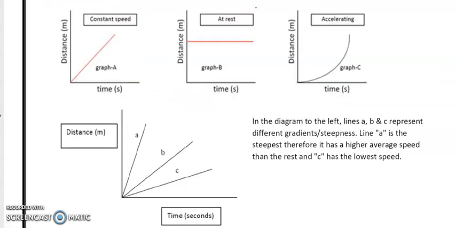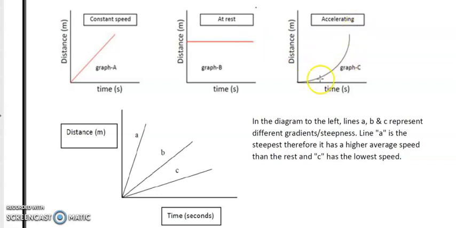Now the last thing that I want to look at is a summary of distance time graphs. If you've got something like this here, it's showing you constant speed. And if you've got something like this here, the distance is not changing, it's not increasing, it's not decreasing. That means that the body or the object is at rest. It's not moving. And if you've got something like this here, this shows acceleration. It's an upward curve. So this here is constant speed, this is at rest or stationary, and this is acceleration.